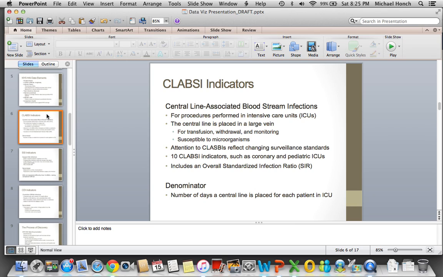There are 10 CLABSI indicators, such as coronary and pediatric ICUs. There's an overall standard ratio which averages each facility's total CLABSIs. And the denominator, that is the lower part of a fraction used to calculate a rate or ratio, is determined by the number of days a central line is placed for each patient in ICU.